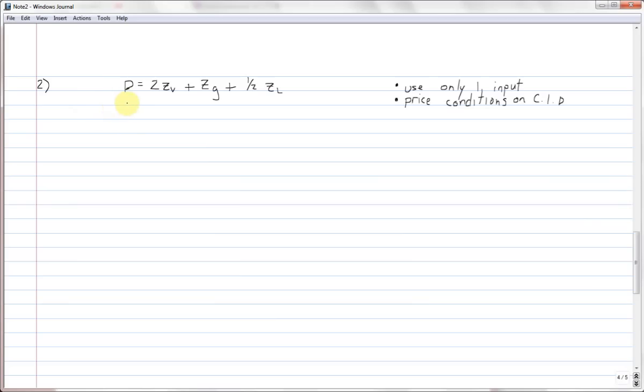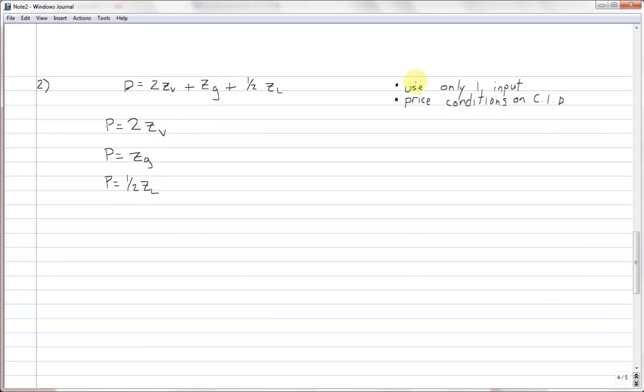Okay, so for starters, I want to set each individual element of this equation equal to p, just like I did before. So p is going to equal 2 ZV, p is going to equal ZG, and p is going to equal 1/2 ZL. Okay, now why have I done this?